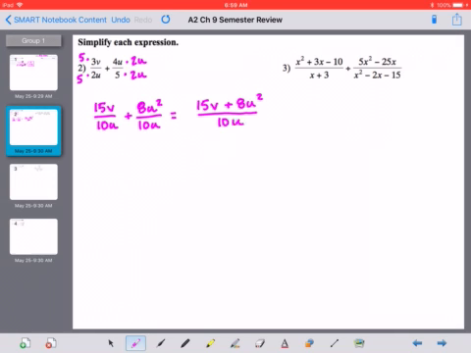Now, you probably noticed this one, there's nothing that I can divide these coefficients by, but if it would be the case that 15, 8, and 10 would all be divisible by something, it's always a good idea to check that just to make sure that your answer really is in simplified form. But there's nothing that we can divide 15, 8, and 10 by, so this would be it.